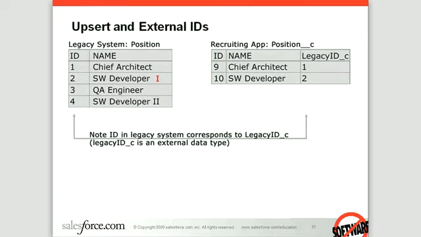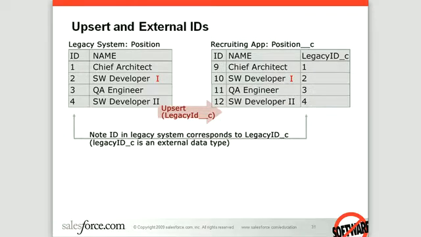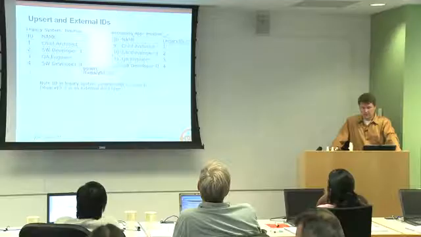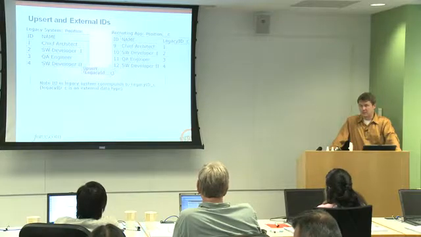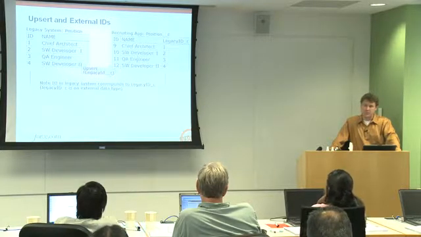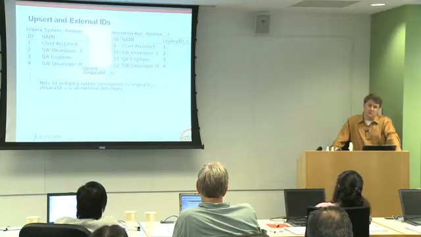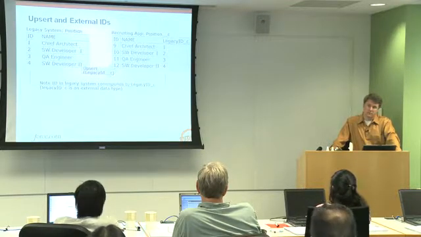Now we're going to utilize an upsert over to Salesforce, and we're going to take those 3 positions. We're going to upsert where the external ID is that legacy ID. What that's going to do is, for the QA engineer and the software developer 2, those are new records. We did not find an existing value with the legacy ID. Therefore, we're going to insert records 3 and 4. But, excuse me? Is it automatic? Yes. This is logic that we've written that we perform for you when you do an upsert with external IDs.